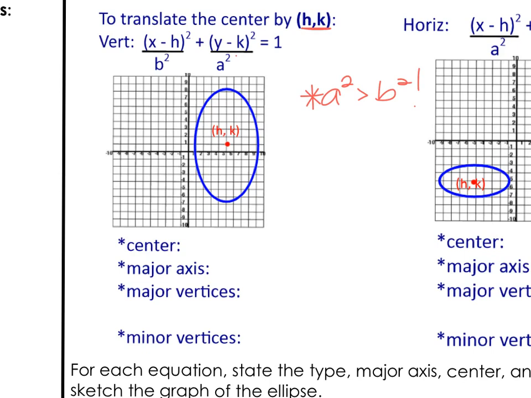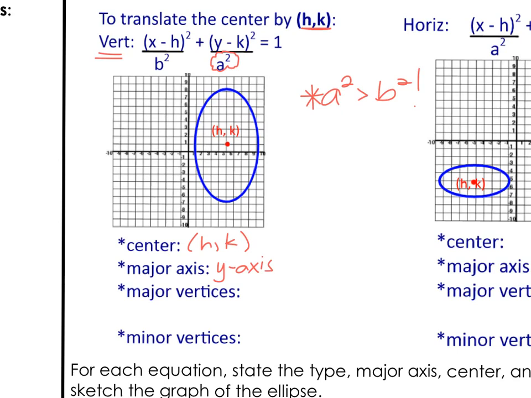Notice in that first picture, a squared is under y, so this is going to be a vertical translated ellipse. Your center, as you note on the picture, is h, k. The major axis is the y-axis.